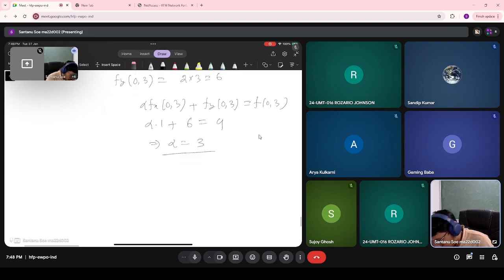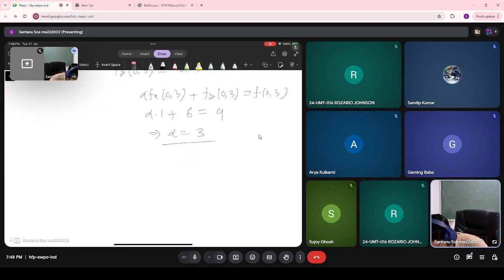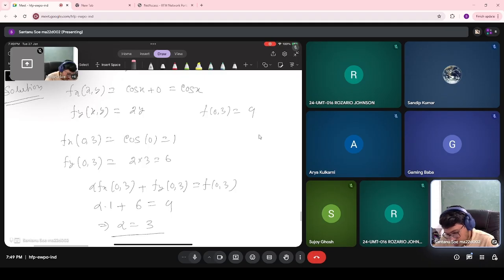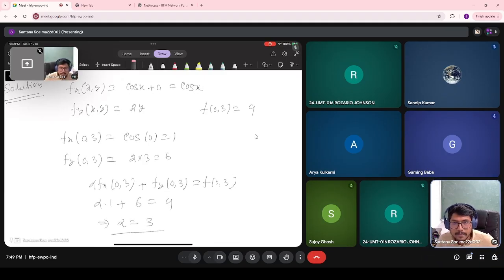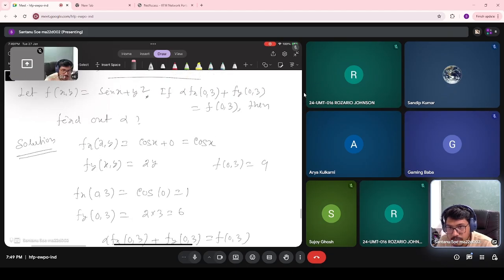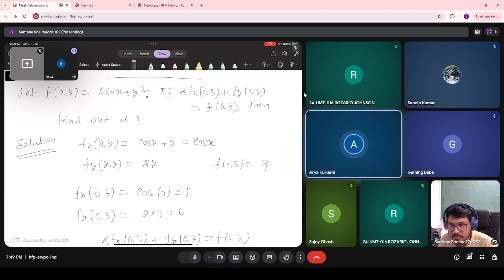Okay, so now we are going to the next definition. I think that has been taught in this week. This is nothing but continuity. Sir, can you scroll up one time, please? More up, please. Sir, how can you write alpha fx of 0, 3? Sir, it is given. Okay, sir, got it.